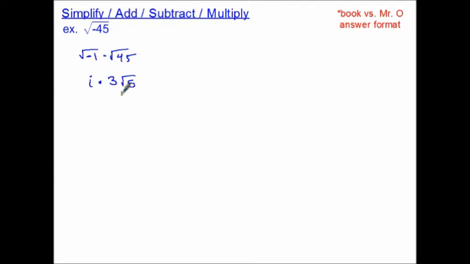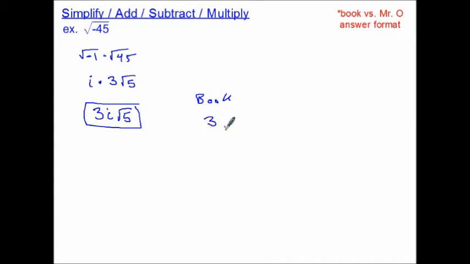Okay, and then this looks a little bit awkward, so I think it's a little bit nicer to treat i sort of like a variable. Think of it as 3i root 5. Okay, now that's what I like. You can see up here in the corner I've got the book versus Mr. Rowe's answer format. What the book is going to do in this case, and I think it's kind of sloppy form, but it's what the book does anyway.